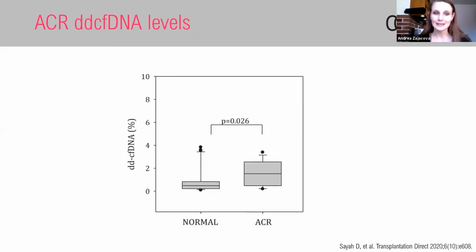But here we may see that the cell-free DNA levels might be very helpful, because dd-cfDNA levels are significantly higher in patients with acute cellular rejection than in patients with normal graft function. The sensitivity of this test for acute cellular rejection is 86%. And also there is a strong negative predictive value.